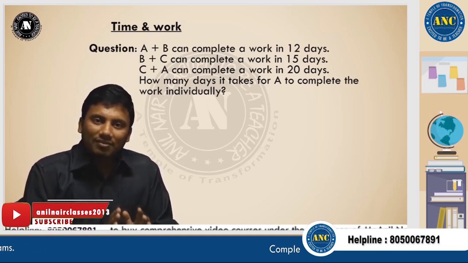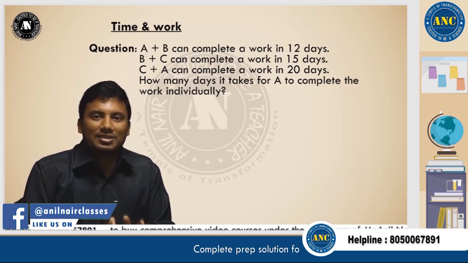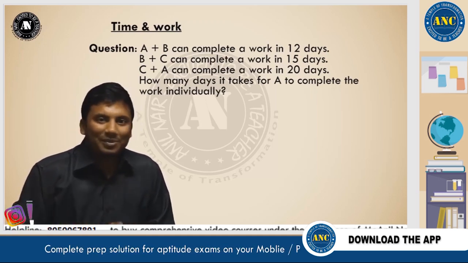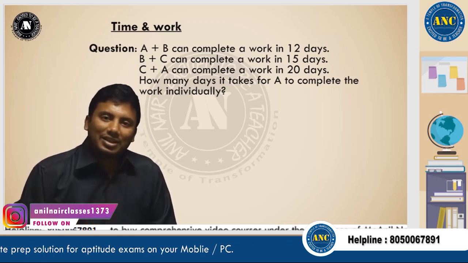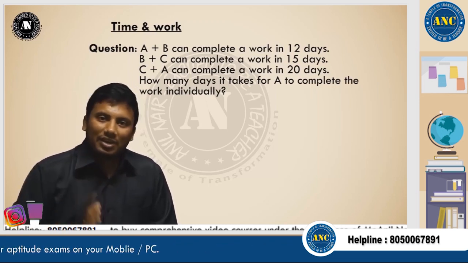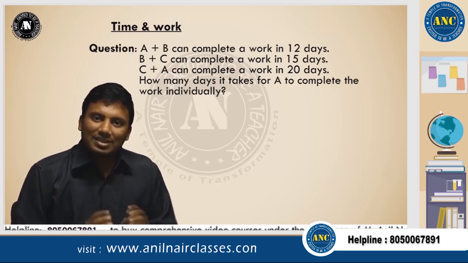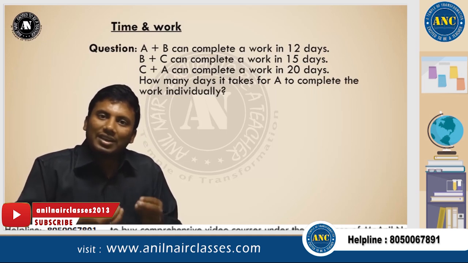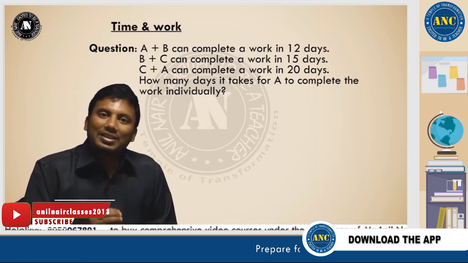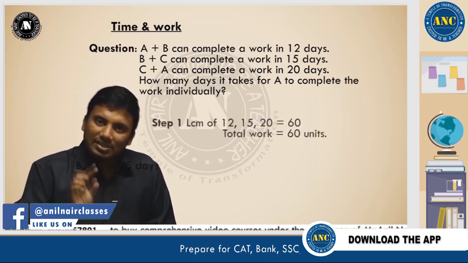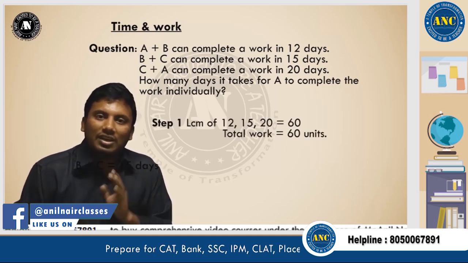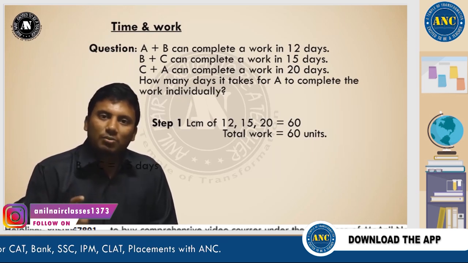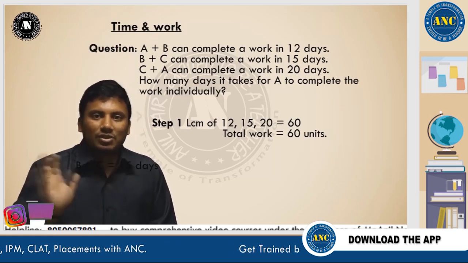Step number 1. They both are doing some work, either A and B or B and C or C and A. If they are doing some work, it is always considered to be constant. What do you mean by constant? Constant is a fixed quantity. Since the quantity is fixed, take any value that comes into your mind. To get the answer in less time, let me take the LCM of the number of days. LCM of 12, 15, 20 is 60. So assume that the total work is 60 units.